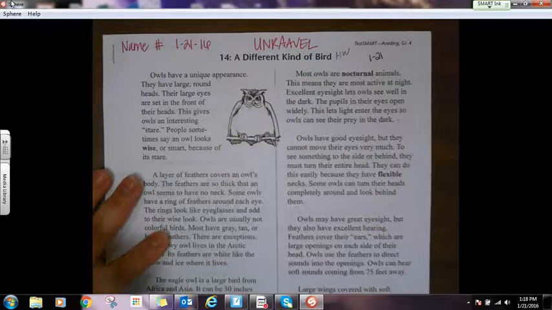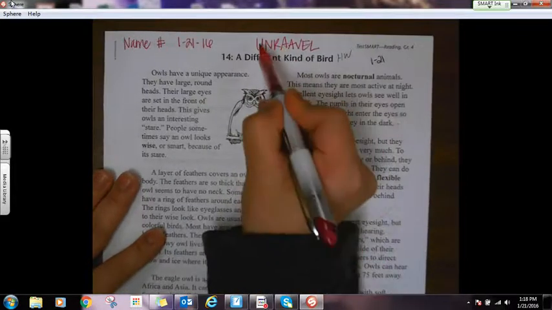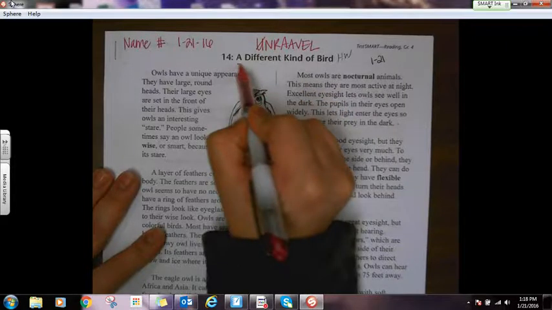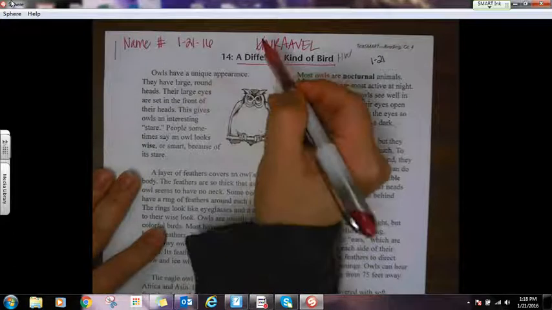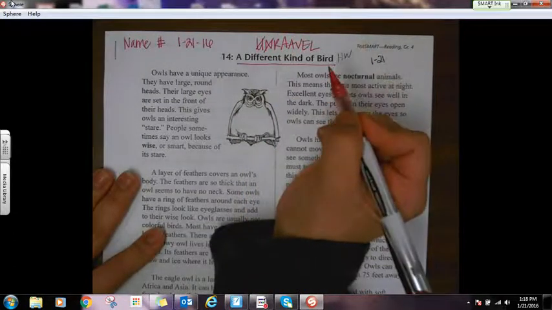So as you know, the first letter in unravel stands for underline the title. So the title is A Different Kind of Bird. So you'll underline that, and you can move on to N. N in unravel stands for Now Predict the Passage.